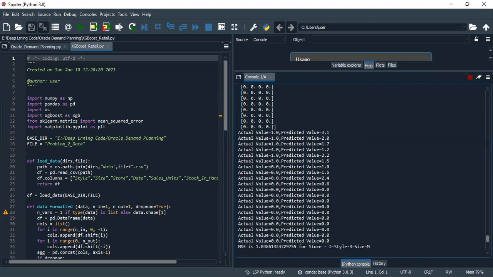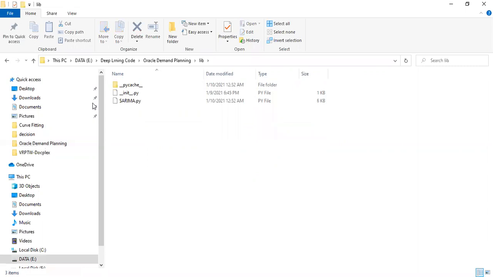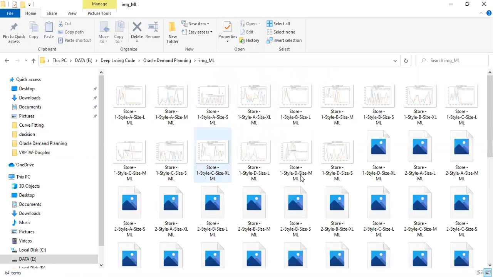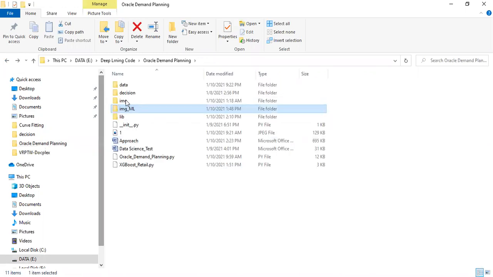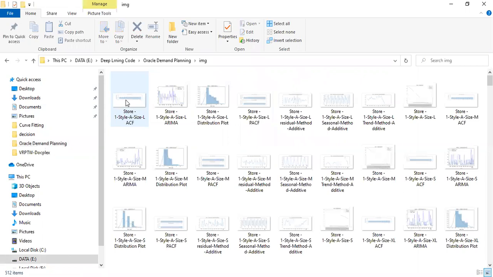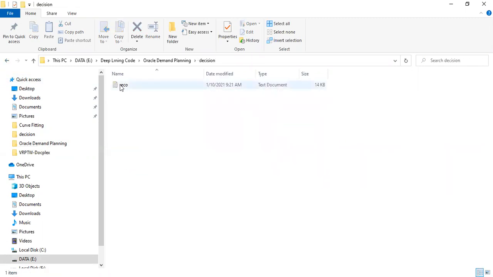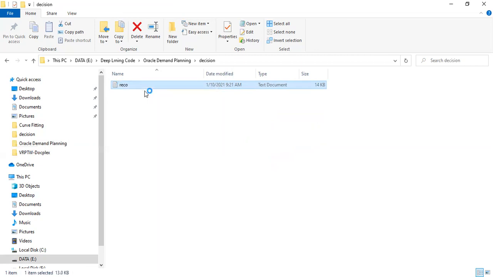And at the same time, I will show you what exactly is happening here. Here you can see a lot of folders, this library folder. Here you will get the code. And these are the images. All these images you will get once you run this ARIMA, precisely the seasonal ARIMA. And here you will get the log file. I've given this name, but you can give any name, it's not a big issue. So you just open it.